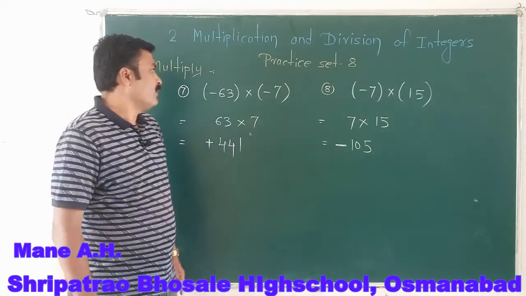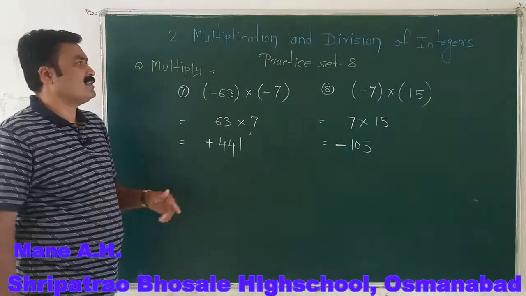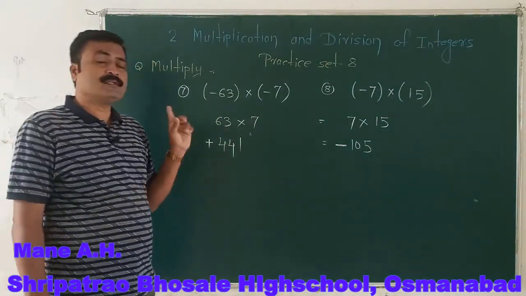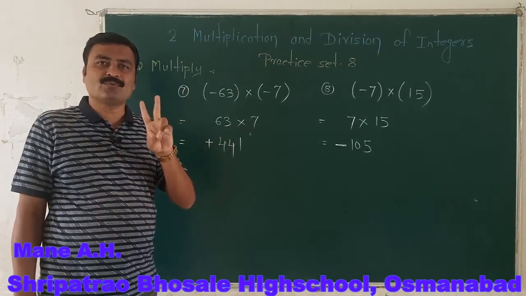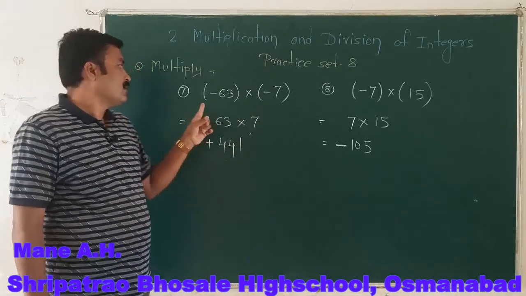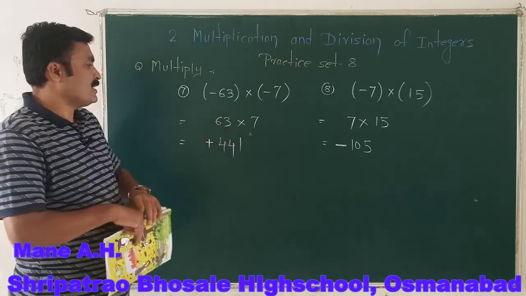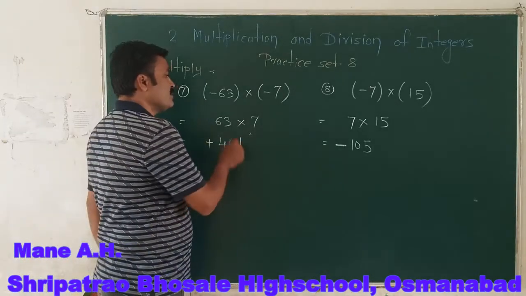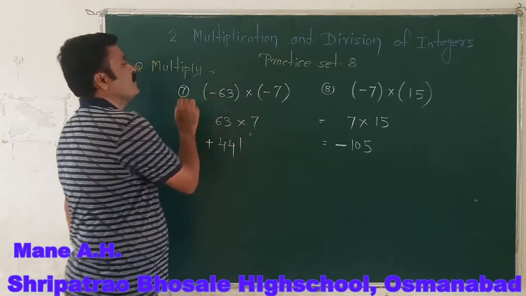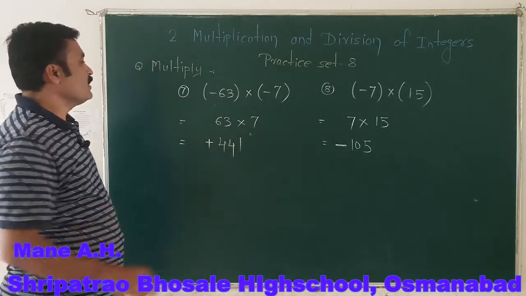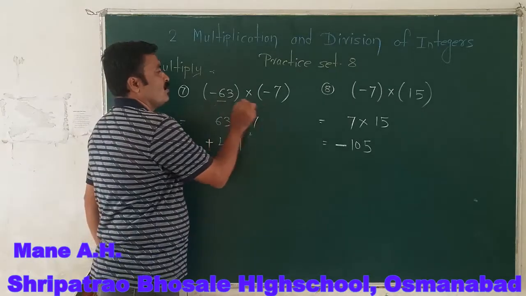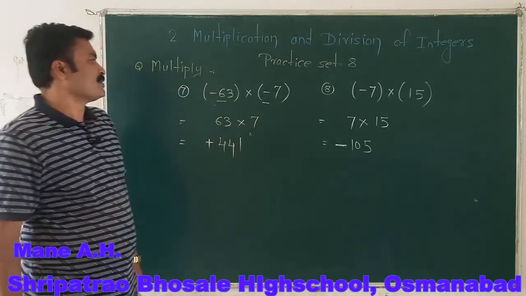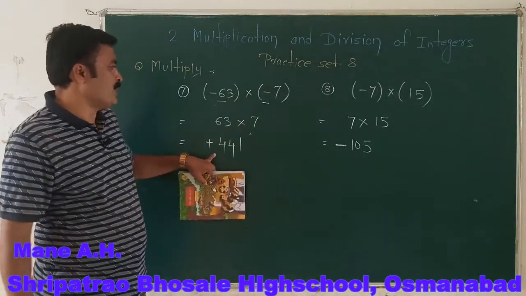So when you observe the seventh and eighth examples, by observing these two different examples, we can make two rules here. Basically there are three rules, but if you observe these two examples, we can continue with two rules first. That is, the product of two negative integers is always a positive integer.